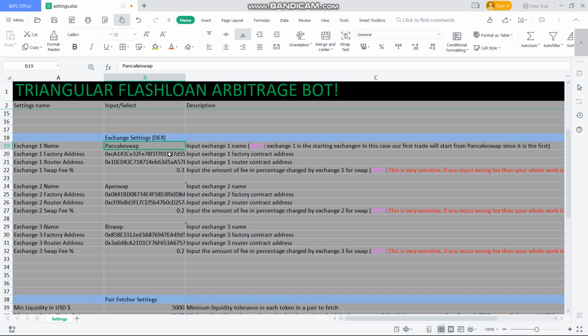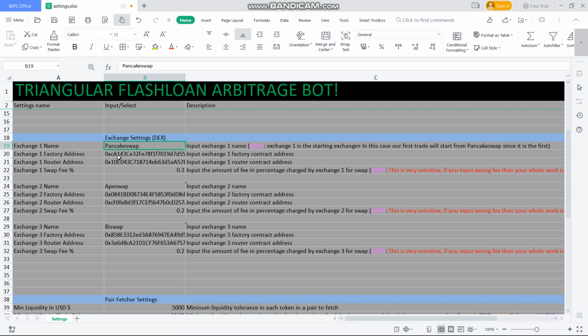So that's what it means. We are going to be buying from here and selling here. If you set other exchanges, maybe you're going to be running different instances of this bot with different starting exchanges. Maybe in the second instance of the bot, you will set ApeSwap as the starting exchange, and you will be buying from ApeSwap and selling in other exchanges. You can actually run different instances of the bot to increase your chance of winning in the markets. So this is exchange name.